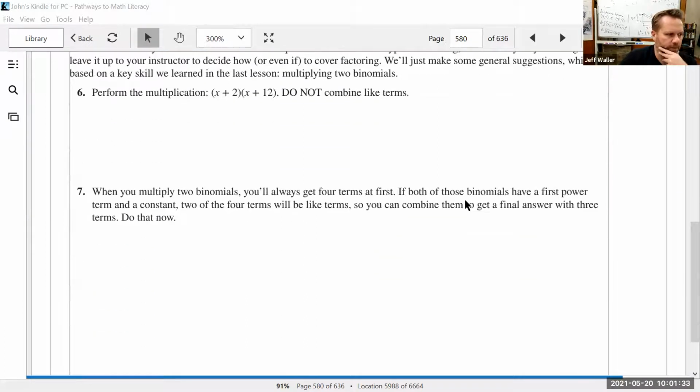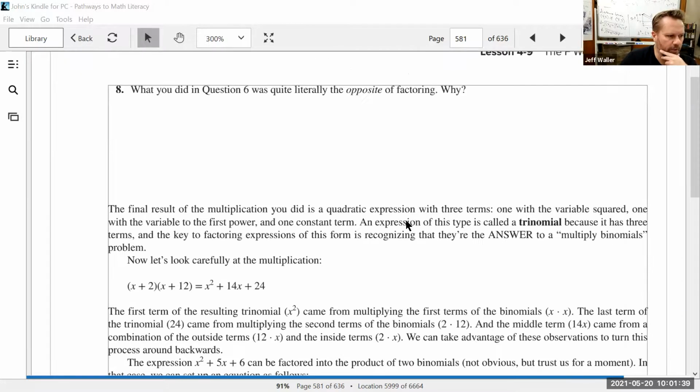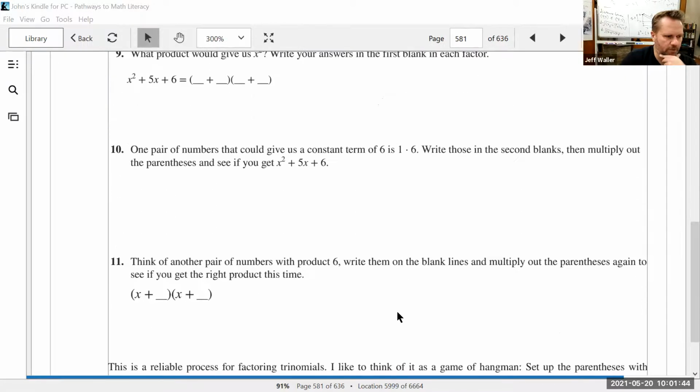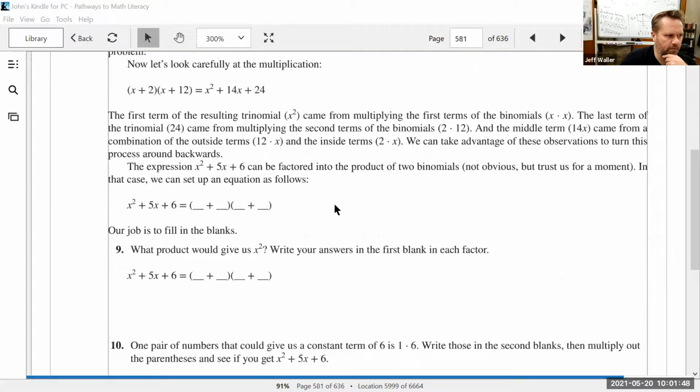Oh, let's see. How much deeper do we want to get into this? Oh, they're finally building their way up to doing this. Oh, finally. Thank you, book. Okay. So, I mean, this is all the stuff we've already done. Do you see this? How would this factor? I need 2 numbers that do what?